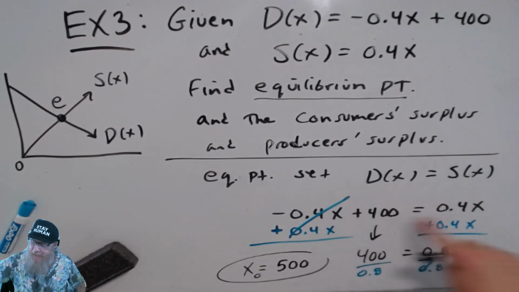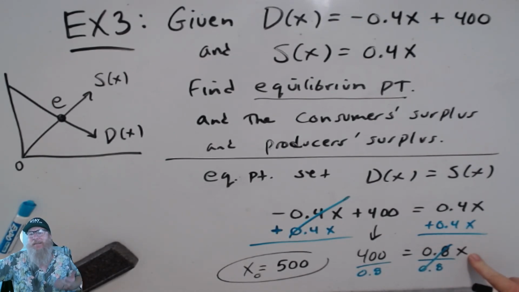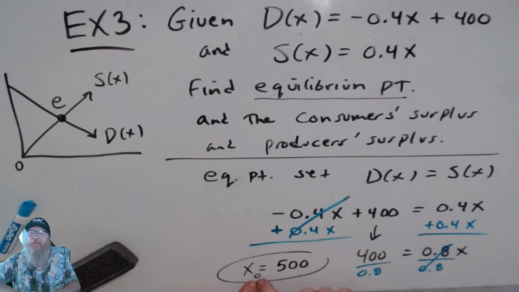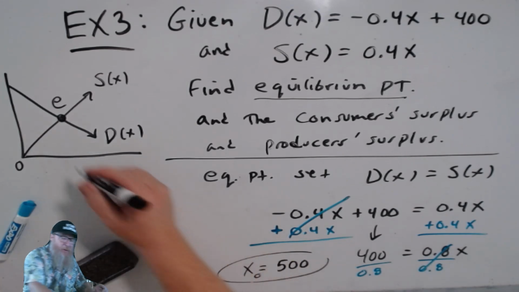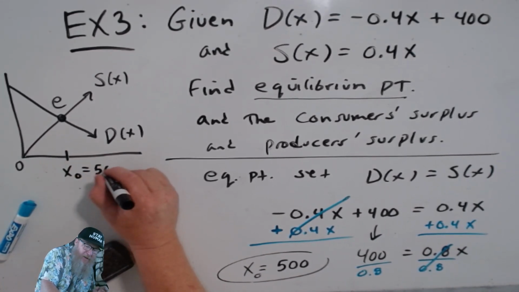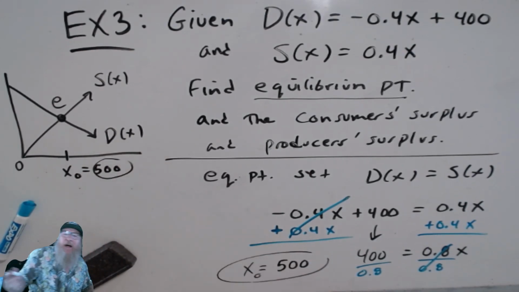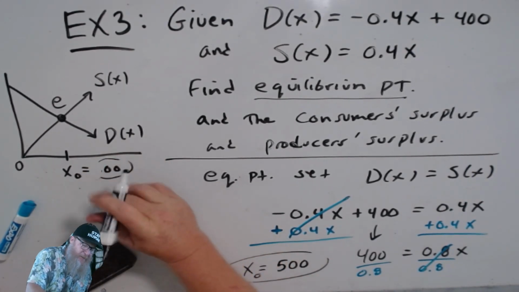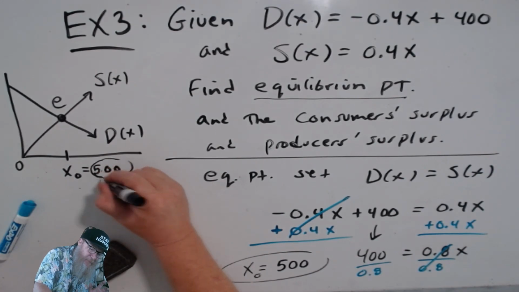When we're solving it, I usually just call it x, just because I don't like writing x sub 0. The subscript is annoying. But when you actually finish the problem, it should be your x sub 0. So that's 500 units or 500 items or whatever it is we're talking about.